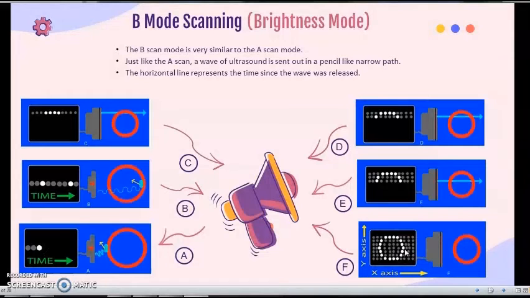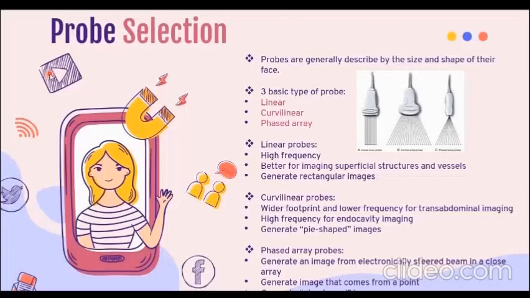The 2D refers to the fact that the image has two axes, two-dimensional, which is the y-axis and also the x-axis. Okay, next is probe selection. Probes are generally described by the size and shape of their face. Selecting the right probe for the situation is essential to get a good image. There are three basic types of probe used in emergency and critical care, which are linear, curvilinear, and phased array.